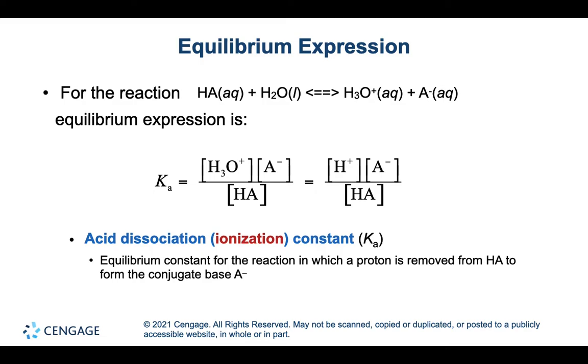Or if you want to write it in more of a shorthand, you could say Ka equals H plus times A minus over HA. So this ratio of ions ionized as H plus and A minus to the molecules of HA that do not ionize, that ratio is called the equilibrium constant for an acid, or the acid ionization constant, and it's given the symbol Ka.